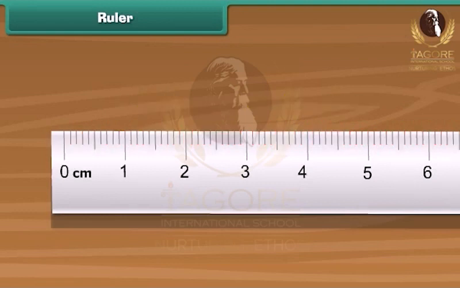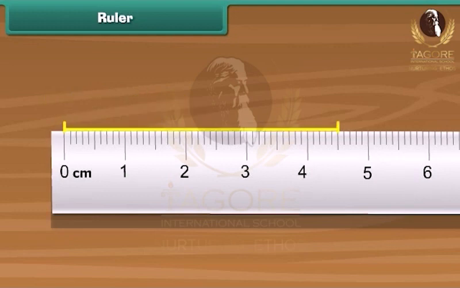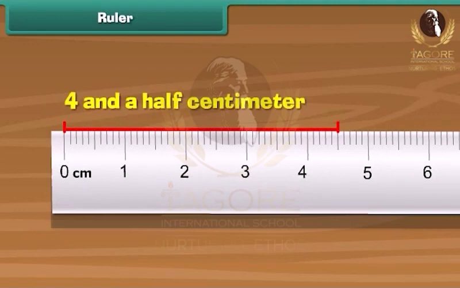Now we will learn to read a scale. Example. This is 2 centimeters. This is half centimeter. Similarly, this is 4.5 centimeter.